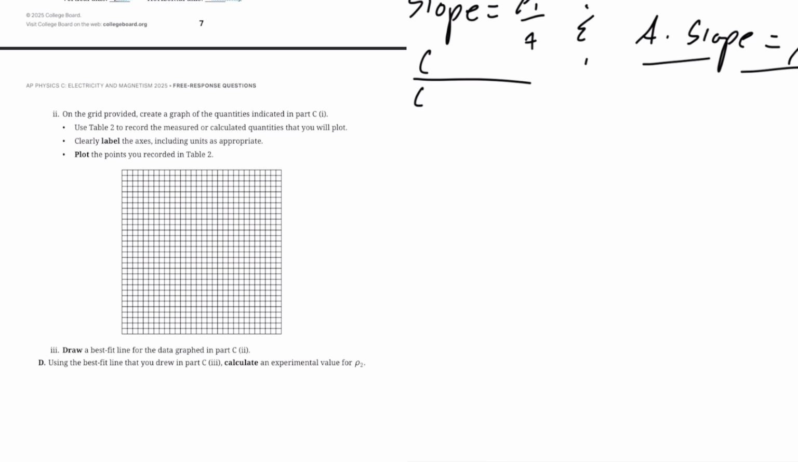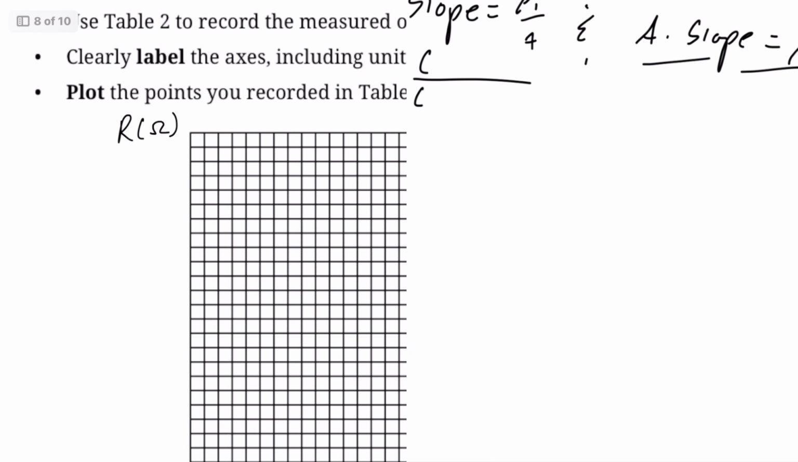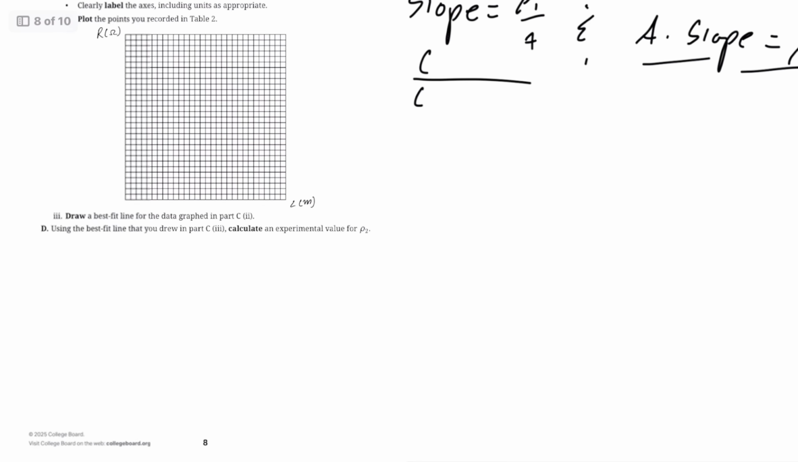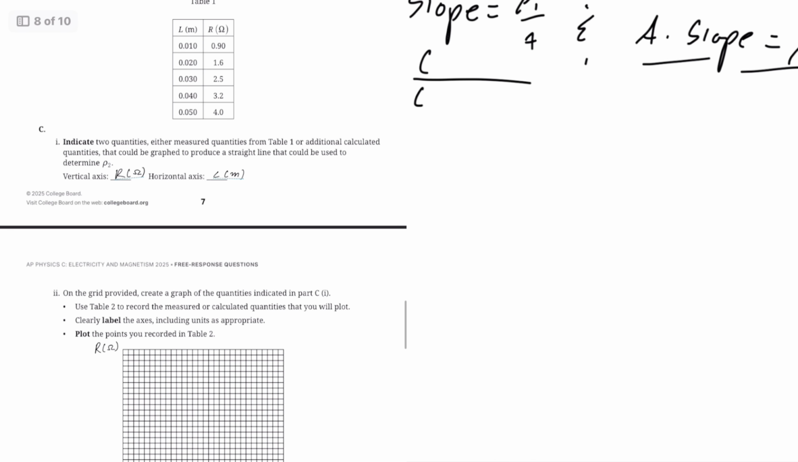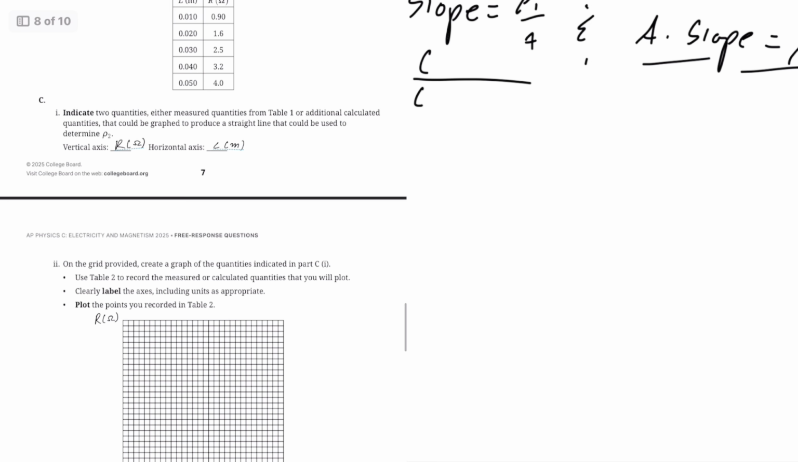Okay, so this is what we're going to do. We know that resistance has to be on the Y, so I want to include that there. So they gave you points. So for putting resistance on the Y axis, and for putting this on the X axis, and including the units of measurement. So there we go. And now clearly label the axis, including units as appropriate. Plot the points. So now I'm just going to plot these values.